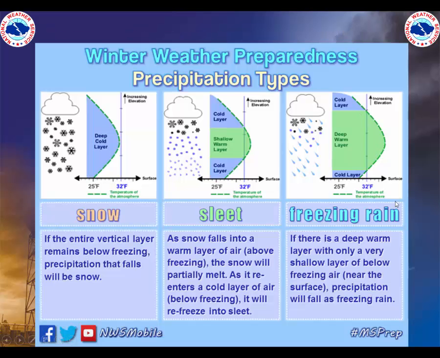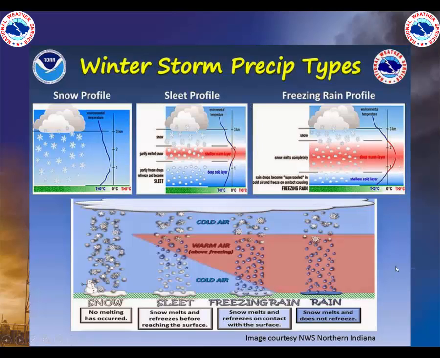But this is another graphic generated by the Weather Service in Mobile, just showing you the difference here between sleet and freezing rain. It's all about that deep warm layer, and you see there the difference in the size depictions on that graphic. And this is another one from the Weather Service in northern Indiana. Again, just showing you that it's all about the size of that warm layer and the size of the cold layer as you get towards the surface.